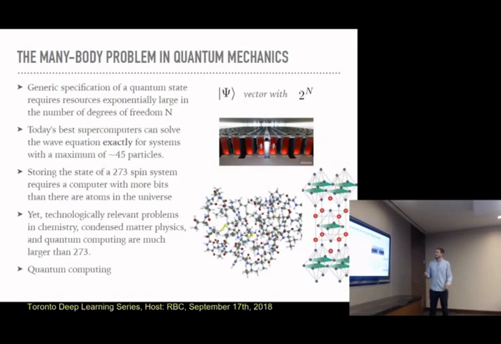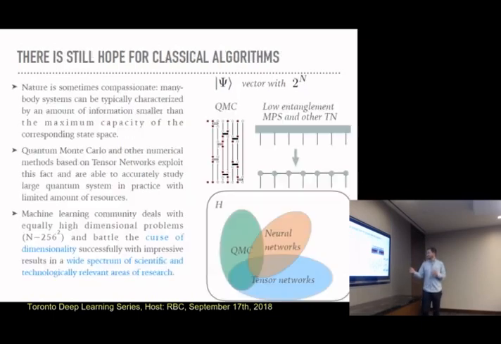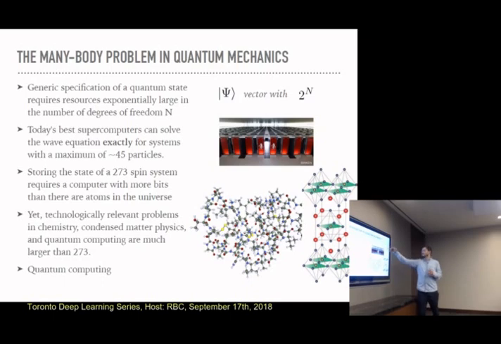So I'm going to introduce why I think machine learning can help us solve problems in quantum physics, which is one of the things that I try to do. The idea is that when you're trying to specify the state of a quantum system, you typically require resources that scale exponentially in the number of degrees of freedom of the system. So for instance, if you have n spins or n electrons, then to specify the state of the system, you need a vector with 2 to the n components. That's a lot, right?